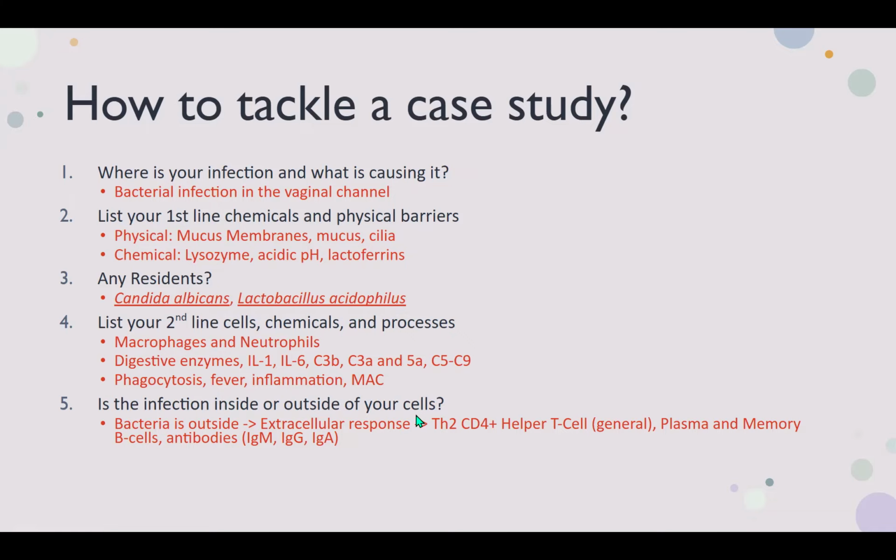And then it might ask you what type of third line cells are involved. So let's say Th2 helper T cells, that's seven. Plasma B and memory B cells are eight. Antibodies are nine. So that's like nine questions on this exam that are strictly related to this one case for bacterial infections in the vaginal canal.